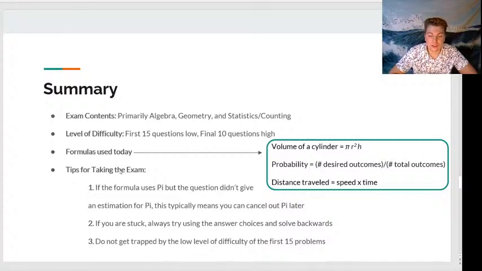And then lastly, don't get trapped. Do not get trapped by the low level of difficulty of those first 15 problems. Don't say, "Hey, I have almost 2 minutes per problem, I'll spend 2 minutes on each of these first 15." You'll be almost out of time by the time you hit the harder questions, and you won't have enough time left. So work through those first ones quickly, knowing those hard problems are coming later in the test.